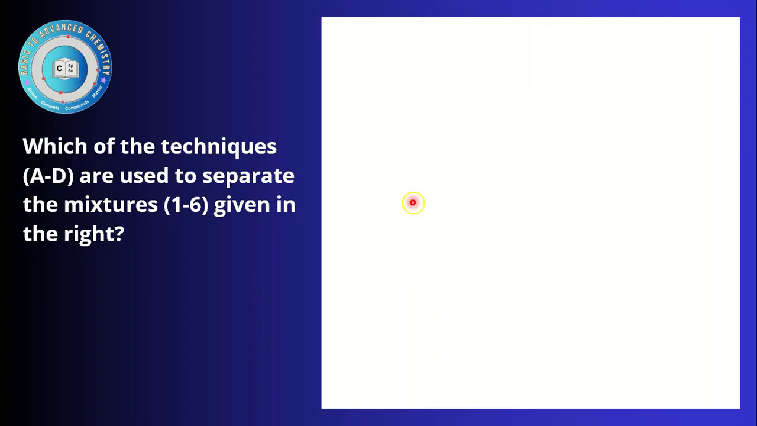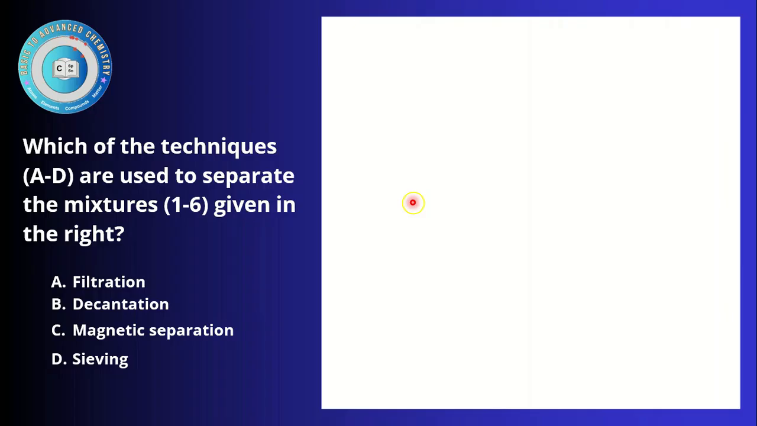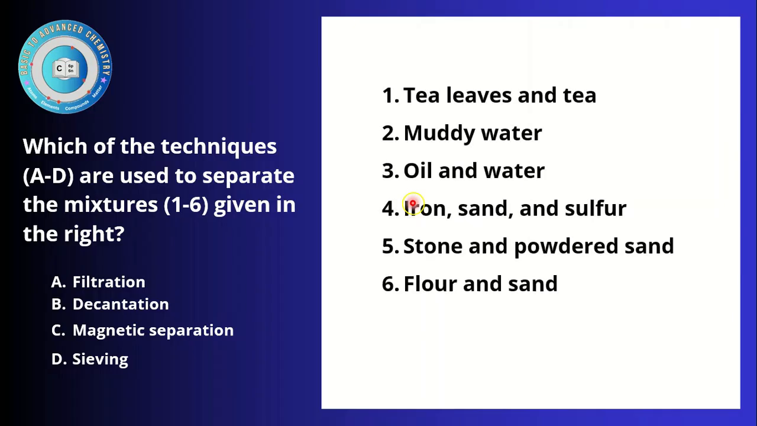So before ending our lesson, let us try to answer this question. Which of the following techniques, A to D, are used to separate the mixtures listed on the right, 1 to 6? So let us see one by one. What technique is used to separate tea leaves from tea? We have solid and liquid here. So the best technique used to separate solid from liquid is filtration.